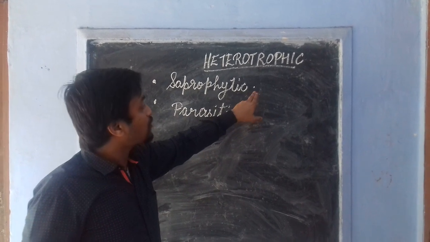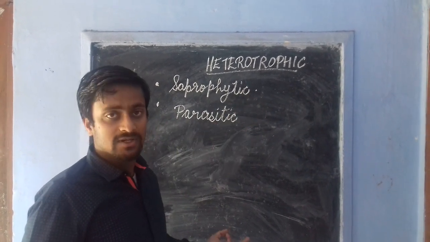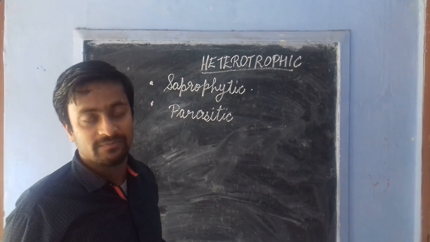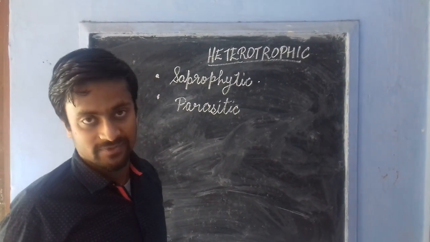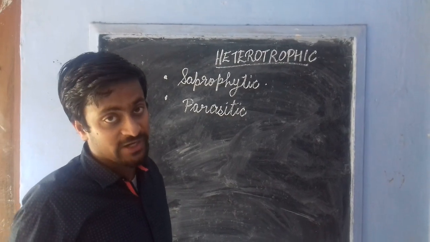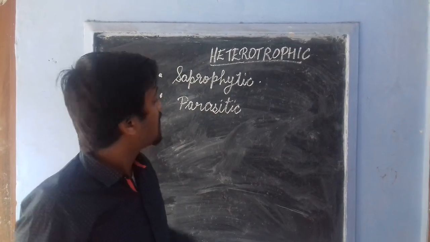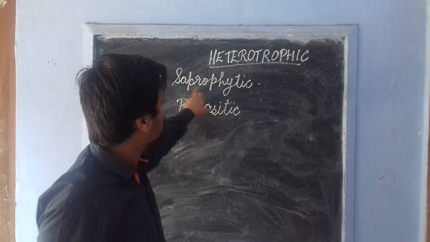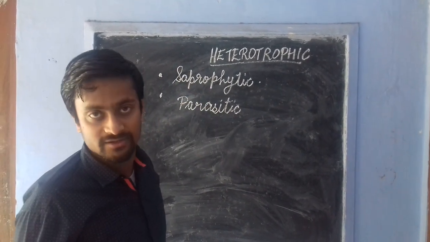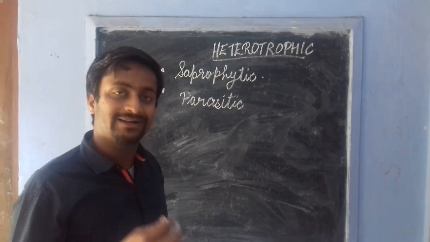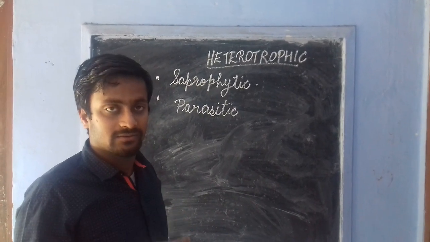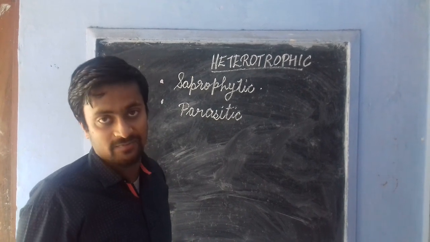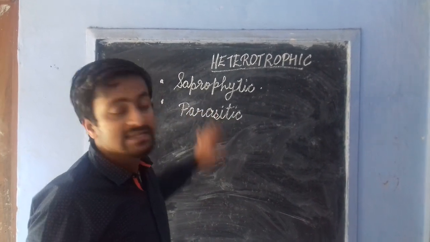In saprophytic mode of nutrition, the organism feeds on the remains of dead plants and animals. And those organisms which feed on the remains of dead plants and animals are known as saprophytes. The word saprophyte itself means rotten. So the organisms which feed on the rotten remains of dead plants and animals are called saprophytes.